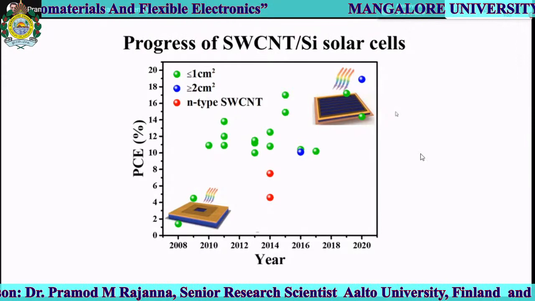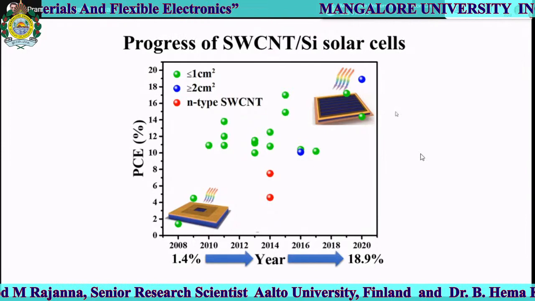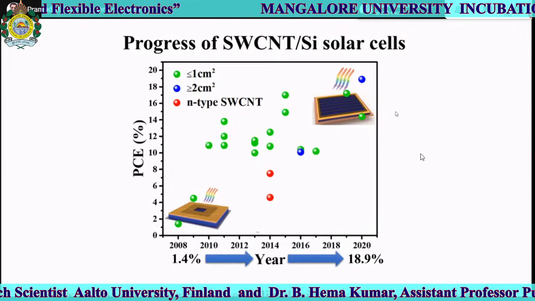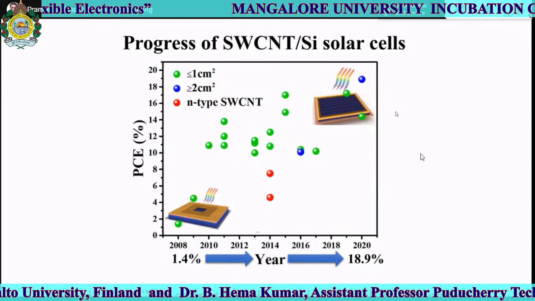But in spite of all these great advantages, though efficiency has moved from 1.4% in 2008 to nearly 19% now, the biggest drawback has been the flexibility. The carbon nanotubes can be really flexible with different radii of curvature, even up to 180, while crystalline silicon tends to have a higher tensile fracture stress.